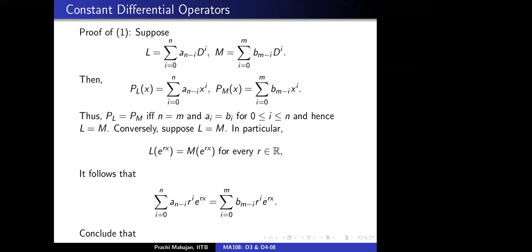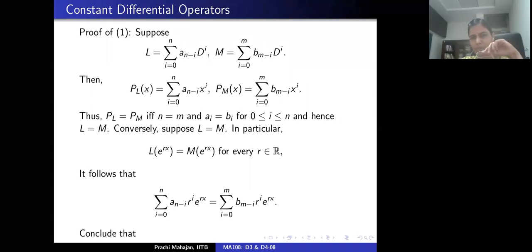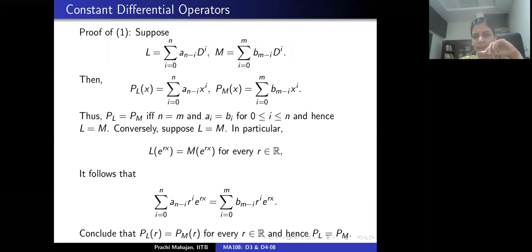L equals M if and only if P_L equals P_M. Correct. So let's just go slowly. The first thing is we can cancel the exponential term because that never assumes the value zero. If we cancel that, then what remains on the left-hand side is exactly the characteristic polynomial of L evaluated at r, and the right-hand side is exactly the characteristic polynomial for M evaluated at r.